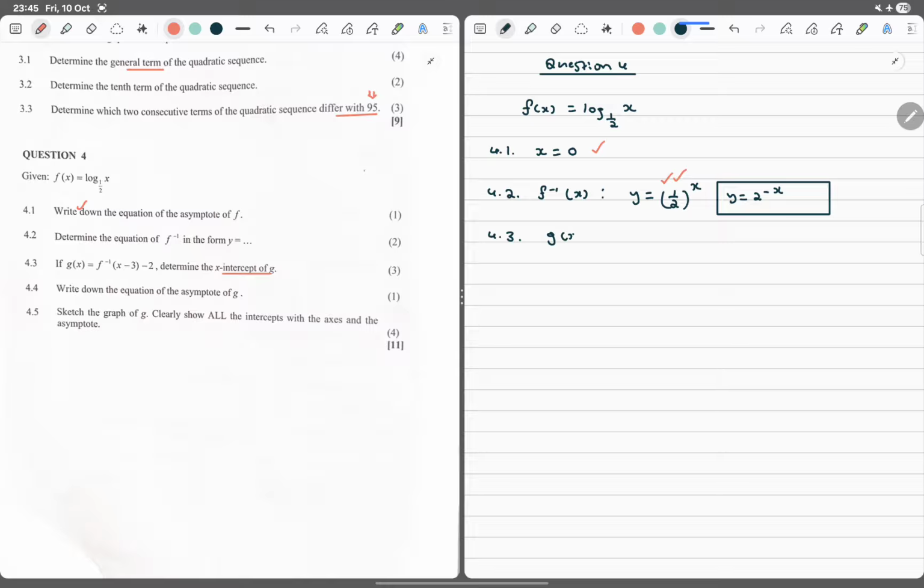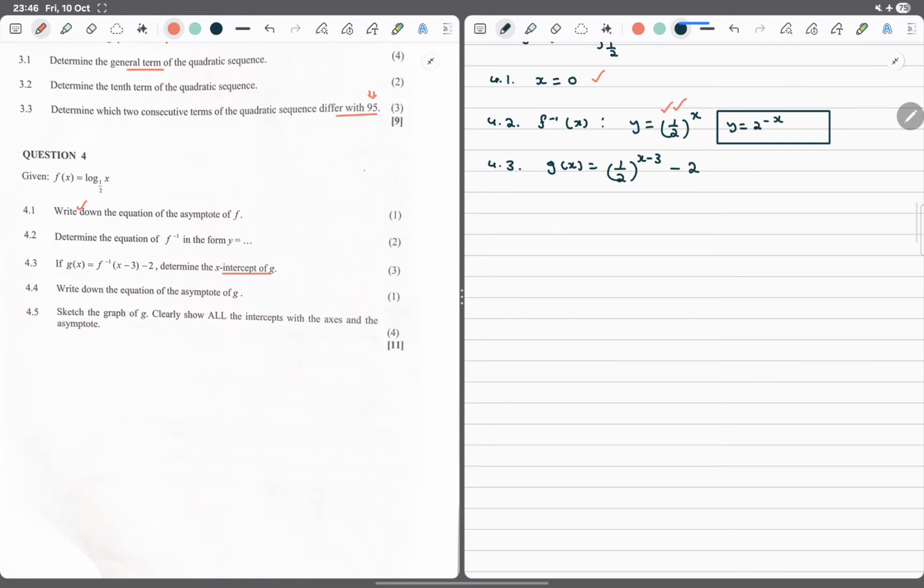So let's see, g of x is going to be our inverse function. So this is going to be a half of, now once we shift this to the right by 3 units, this is what happens. So we are going to say for x-intercept, it is such that 0 is essentially half of x minus 3 minus 2.